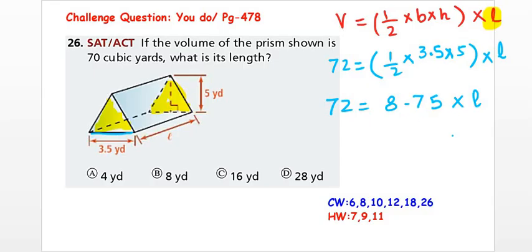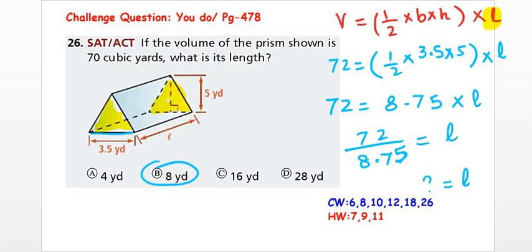8.75 and L. So how will you get the value of L? Move this 8.75 to the other side, or you can say divide each side by 8.75. So the final answer will become 8, and it's B part. Clear? Means the value of L will be 8. The length of this prism will be 8 yards.